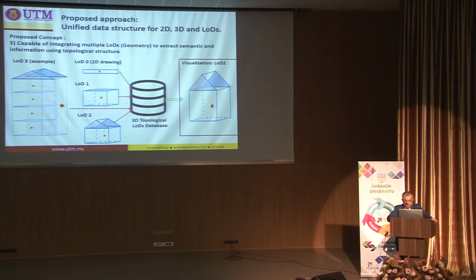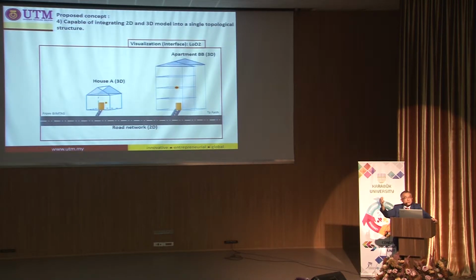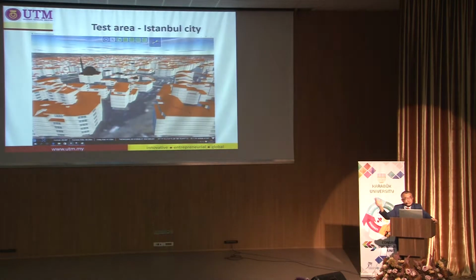So we would like to test our approach or data structure with our good friend from Istanbul, Vintage. So we're going to get this dataset from Vintage Istanbul to test our 2D and 3D unified data structure. For example, if you have something like this, how to connect your floor with your road network. Right? So this must be done. So our test area is in Istanbul, hopefully we can get the data very soon.